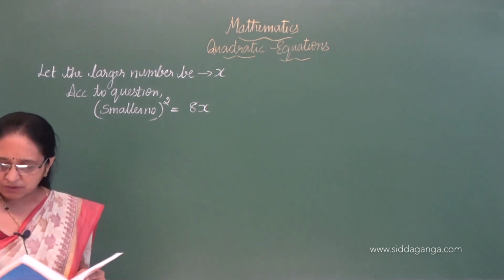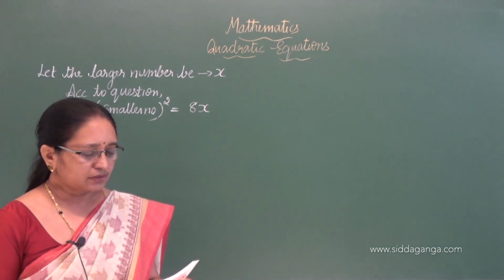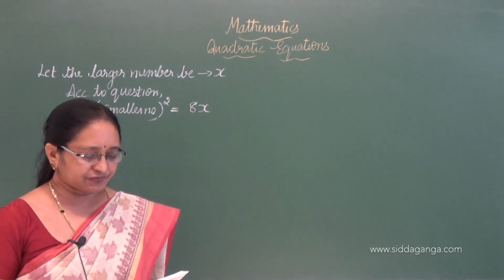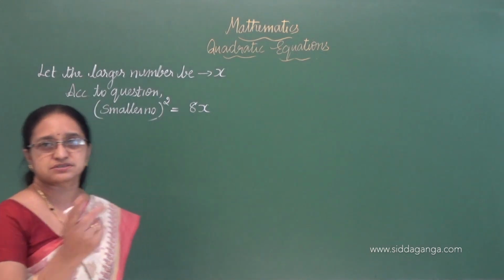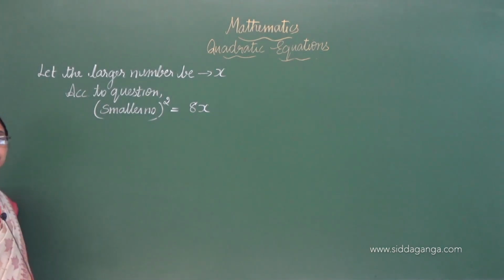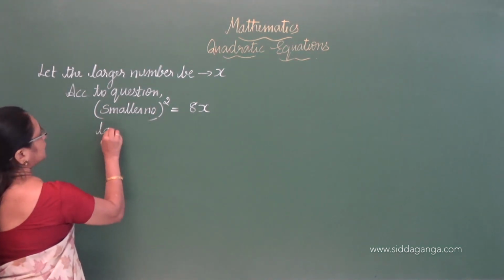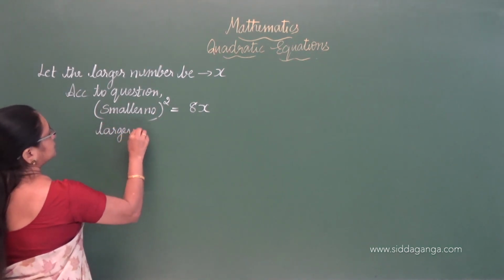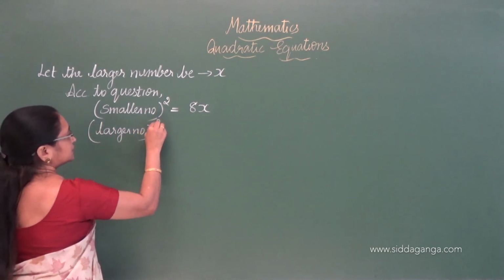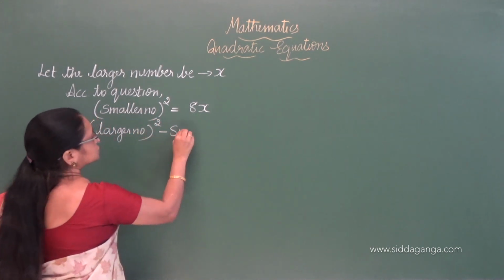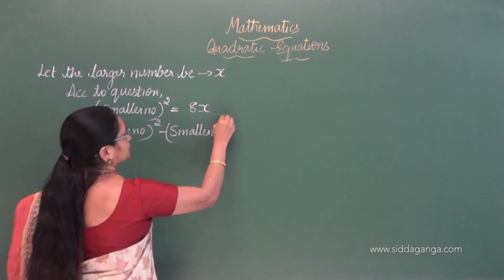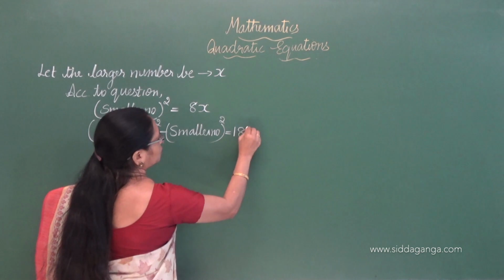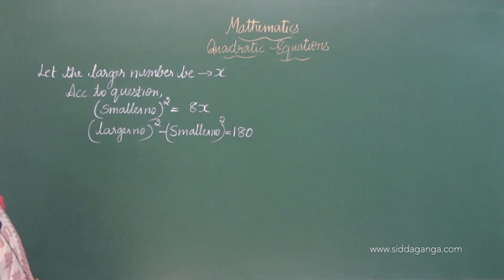Next, one more condition is there here. The difference of the squares of the two numbers is 180. Therefore, what can I write here? Larger number square minus smaller number square is equal to 180. I hope you understood.